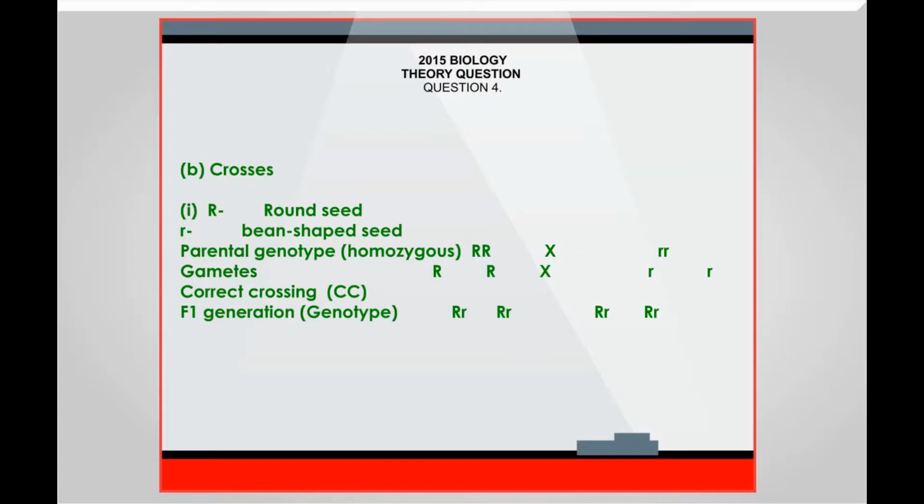Crosses: capital R, round seed; small r, bean-shaped seed. The parental genotype is homozygous capital R crossed with small r. You can see the diagram on the screen and follow for the correct crossing.